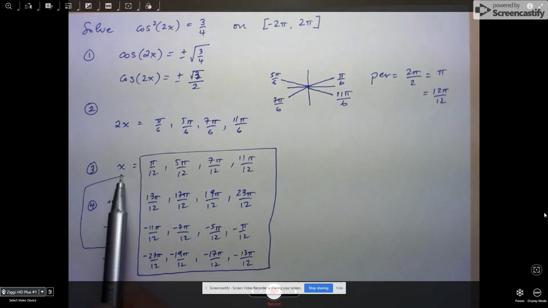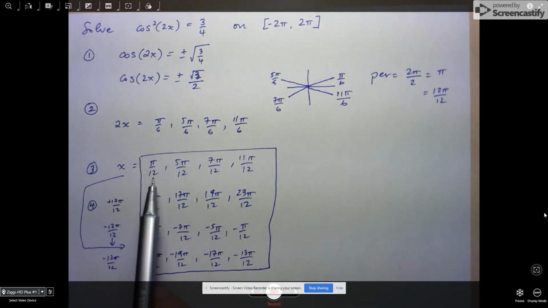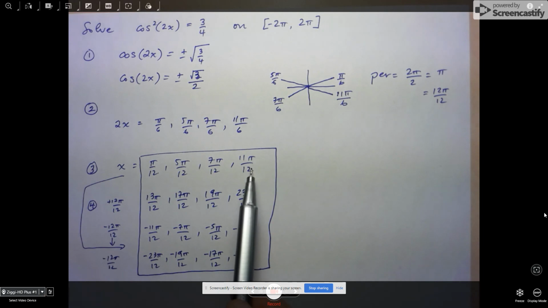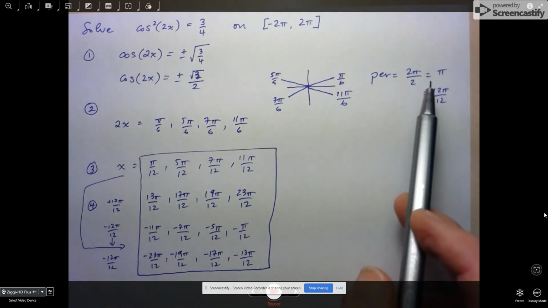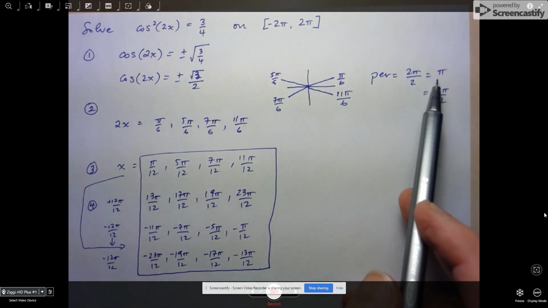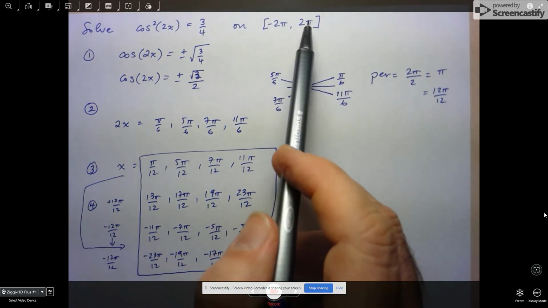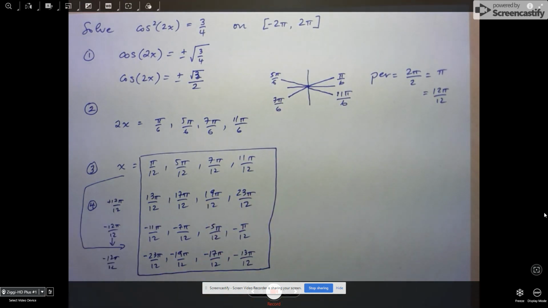I then isolated my variable. And then from there, in order to generate other answers, I added or subtracted the period of the cos ratio until I got all the answers within that domain of values that was given. That's it for this one.